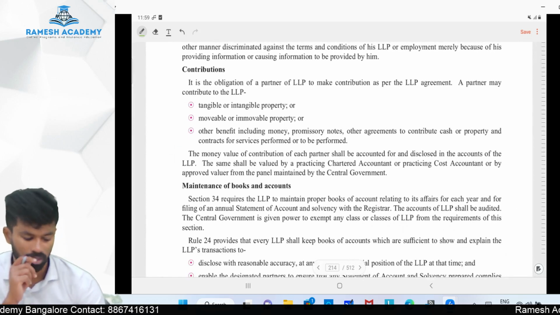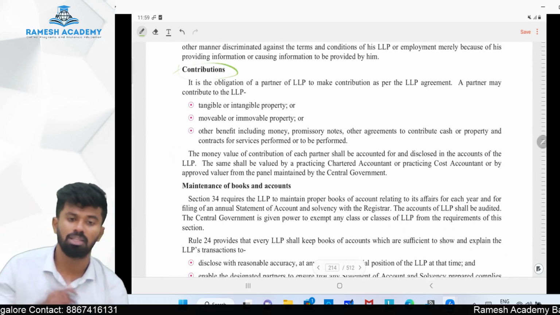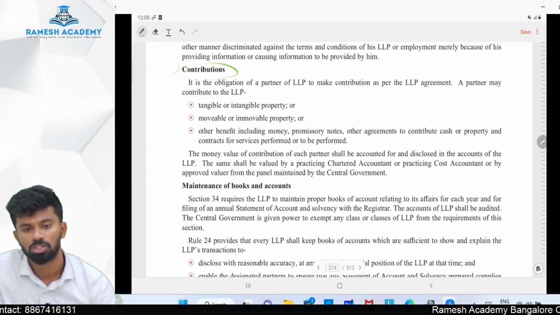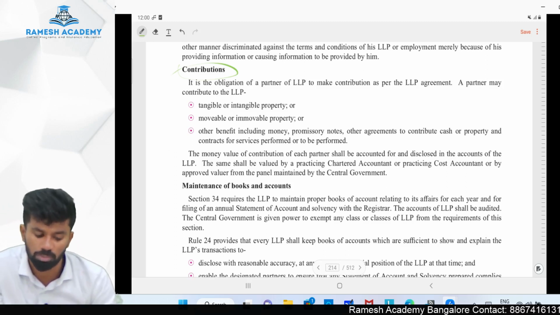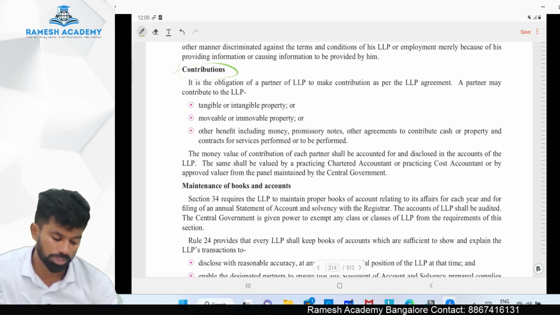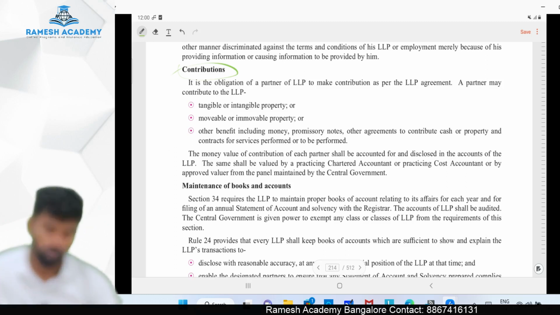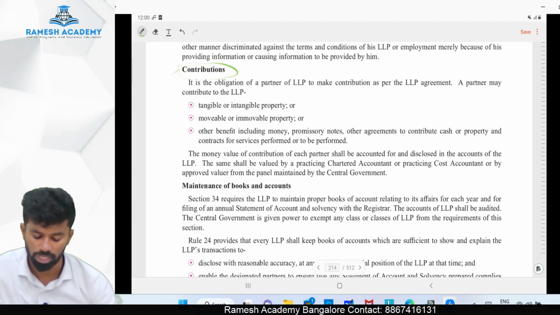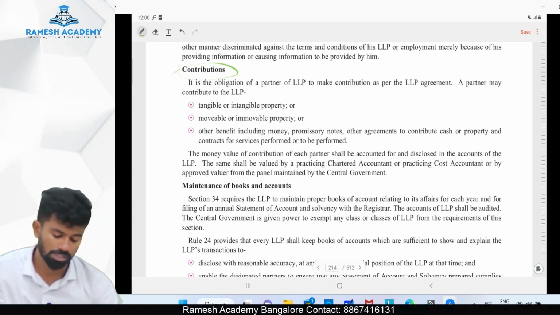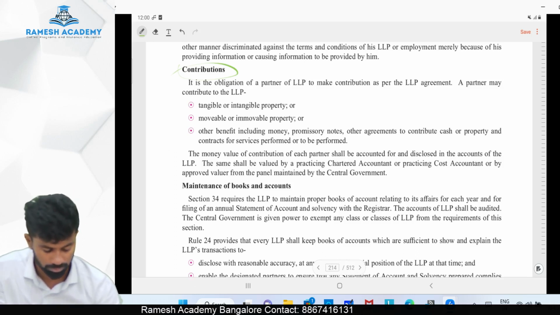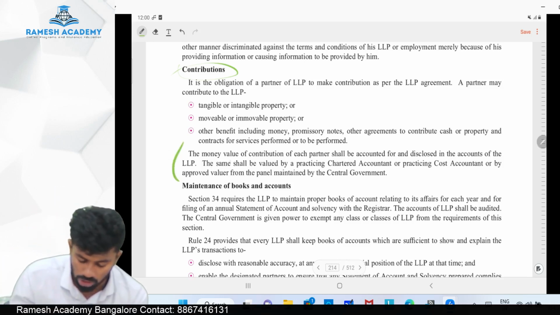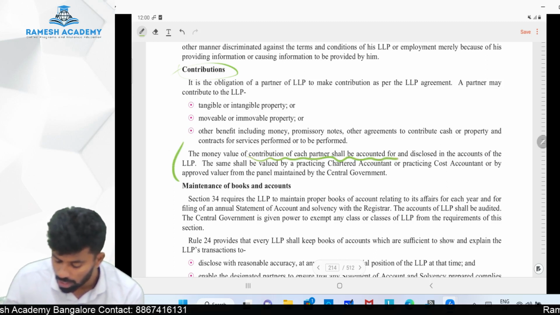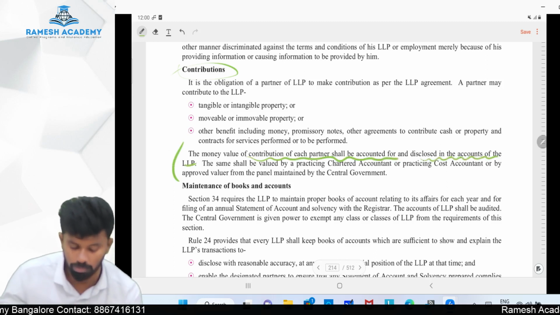Contribution. What is contribution? As I already discussed, nothing but capital, correct? So contributions include what? Tangible and intangible properties brought in by the partners, movable and immovable property, other benefits including money, promissory note, other agreements to contribute cash or property, or contract for services performed or to be performed. The money value of contribution of each partner shall be accounted for and disclosed in the accounts of the LLP.